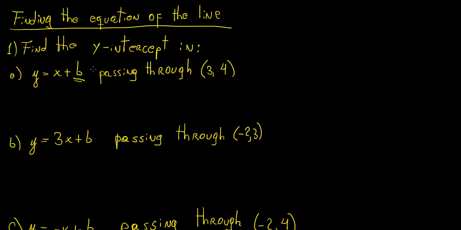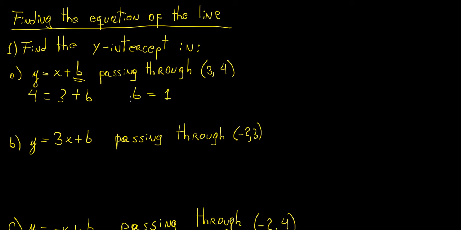So one thing we could do to find b is substitute those coordinates into x and y, and that way we can rearrange the equation to find the value of b. So for example, if we put 3 into x here, then y must be equal to 4. And then the equation is going to look like this. And now we can simply rearrange it so that b is going to become 4 minus 3, which is going to be 1.